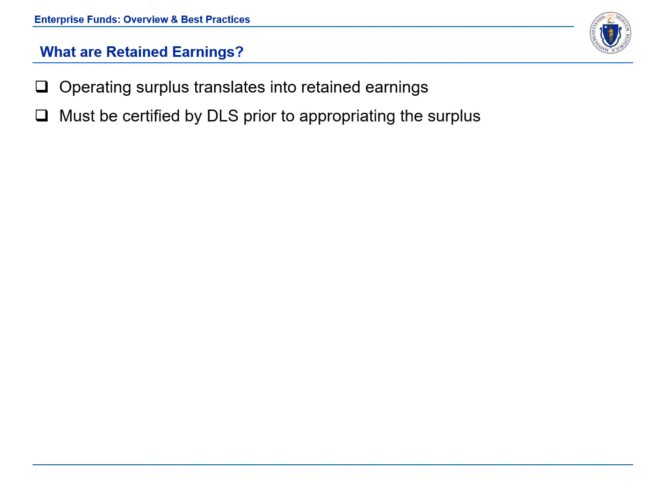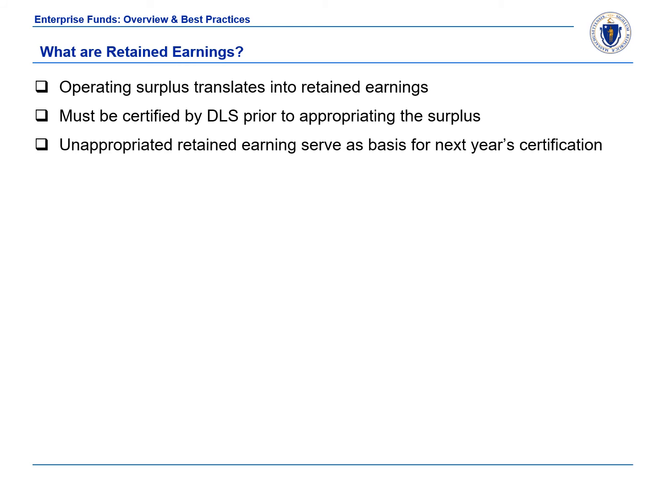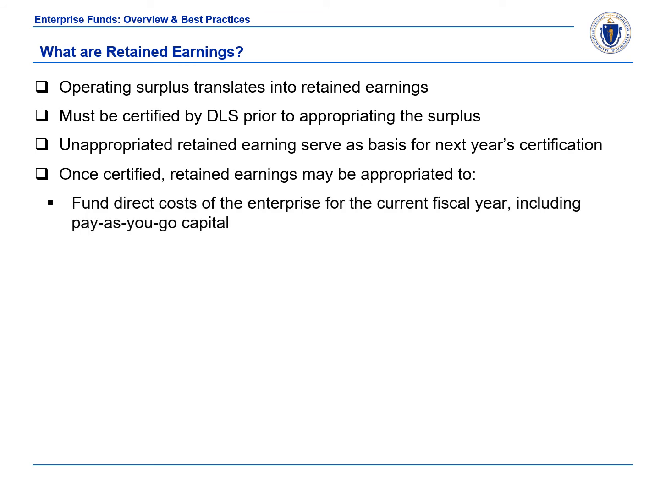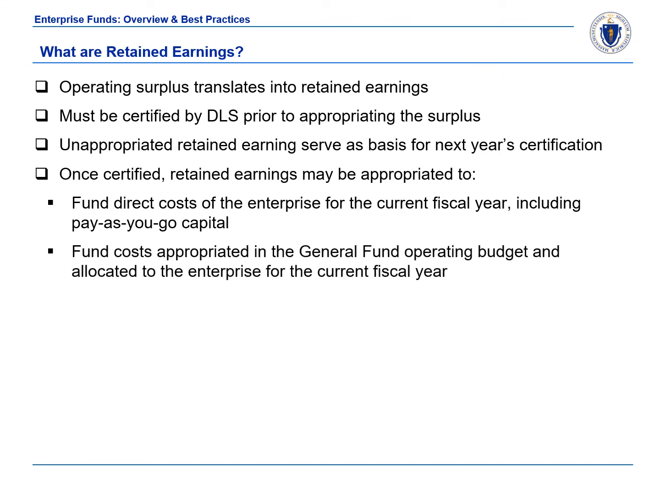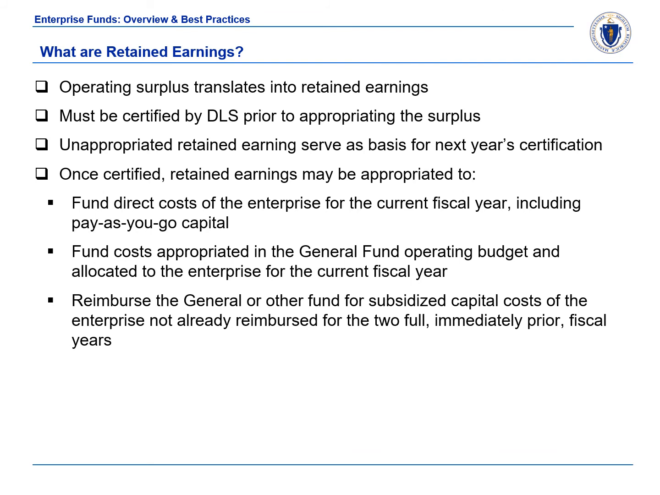The Division of Local Services Director of Accounts must certify enterprise fund retained earnings as an available fund based on the community's submission of a June 30th balance sheet. Any unappropriated retained earnings will serve as the basis for next year's certification. Once certified, retained earnings may be appropriated to fund direct costs of the enterprise for the current fiscal year, including pay-as-you-go capital costs, fund costs appropriated in the general fund operating budget and allocated to the enterprise for the current fiscal year, and reimburse the general or other fund for subsidized capital costs of the enterprise not already reimbursed for the 2 full immediately prior fiscal years.